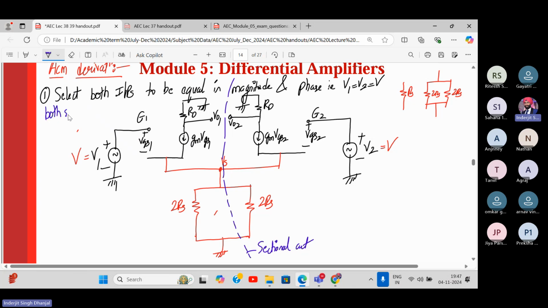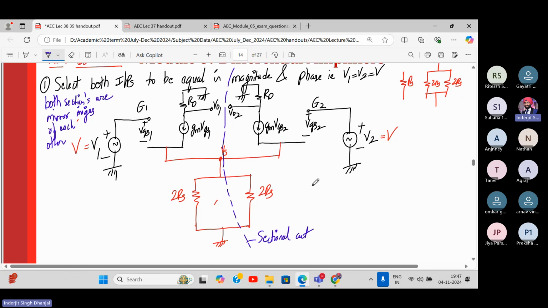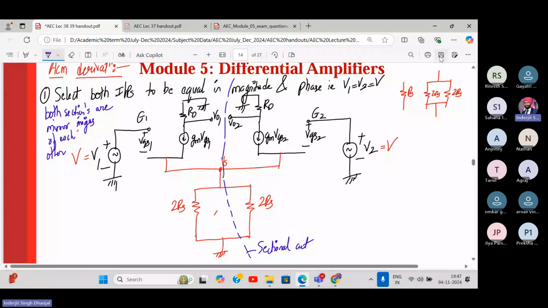So both sections are mirror images of each other. Yes or no? So both sections including M1 and M2 are symmetric. So we'll analyze only one half of the section. Do you agree on this? Both are exactly the same because V1 and V2 are also the same. So VGS1 will be equal to VGS2 will be equal to VGS here in this case, especially not in case of differential input.